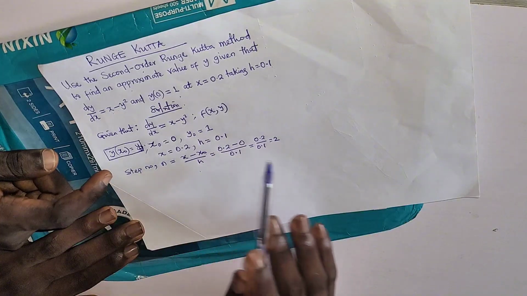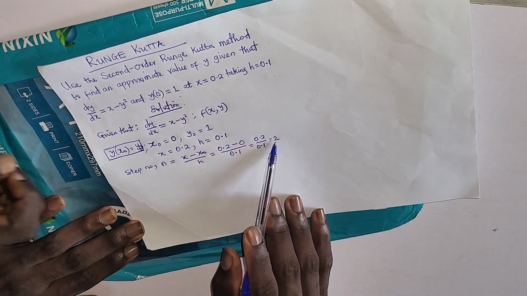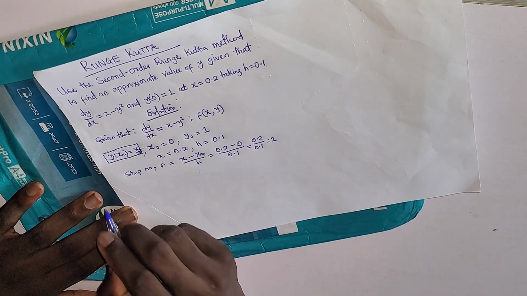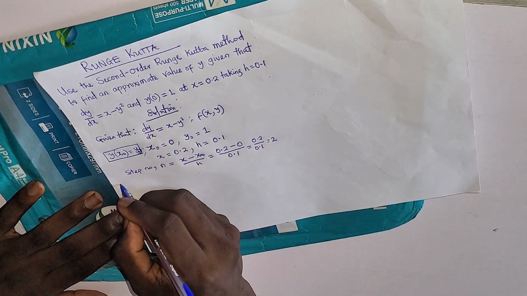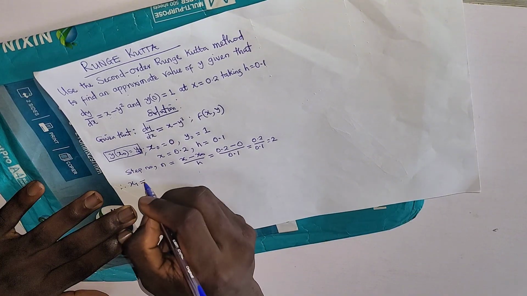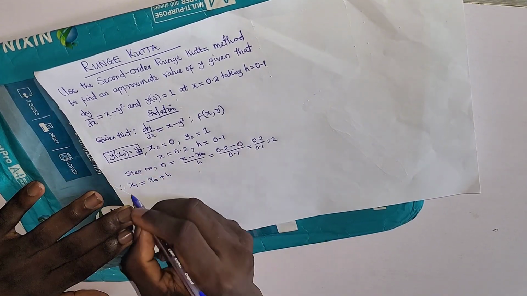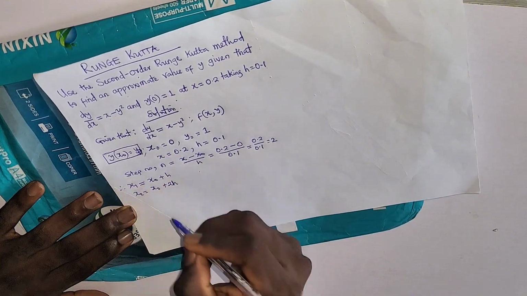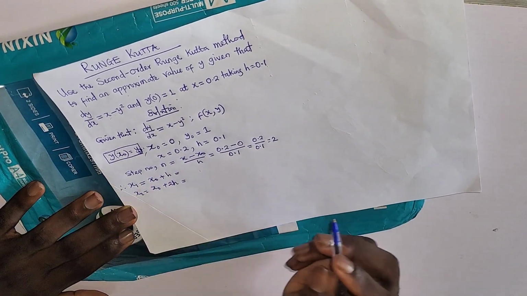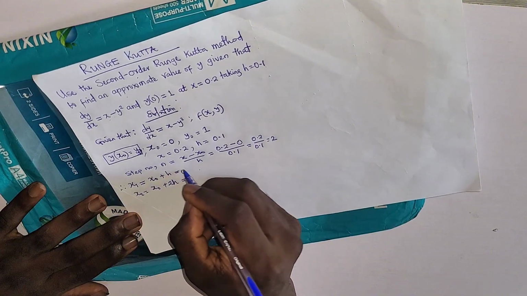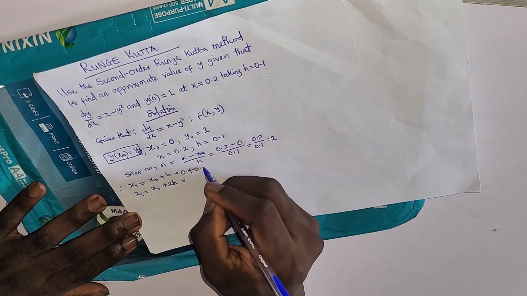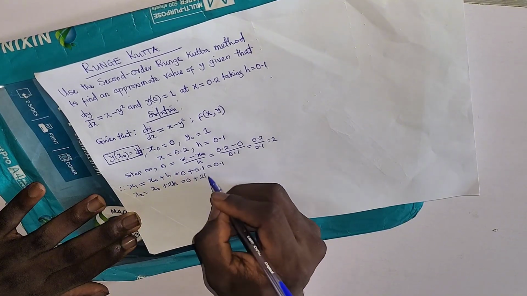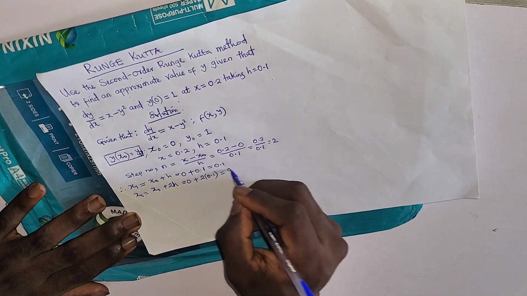Having known that our step number is 2, you know that we have to do 2 approximations for this example. So now we look for x1. From our formula, we say x naught plus h, and x2 is x naught plus 2h. So our x naught, which is 0, plus our h, which is 0.1, gives us 0.1, and x naught, which is 0, plus 2 into 0.1 gives us 0.2.